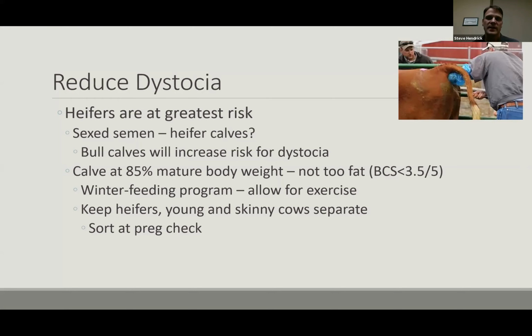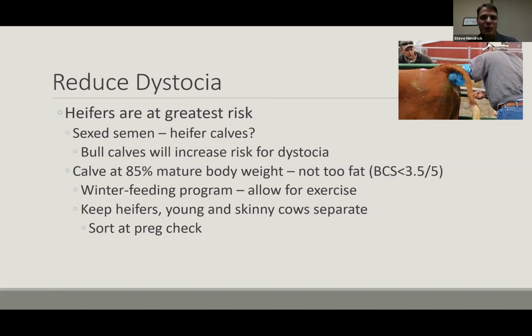We know that in the dystocia group, in Cheryl Waldner's study, there was a much higher proportion of bull calves born in the dystocia groups and stillborn groups. So sex does play a role in that, and if we want to make things easier, perhaps that's something you could look at. It's not perfect for everybody, but it is something to consider. All right.